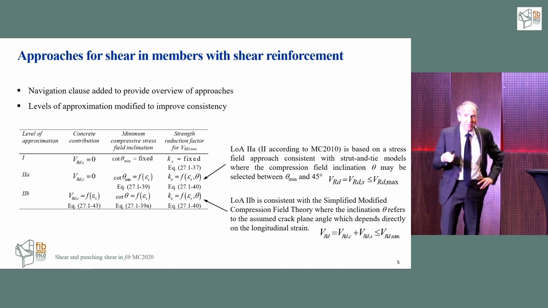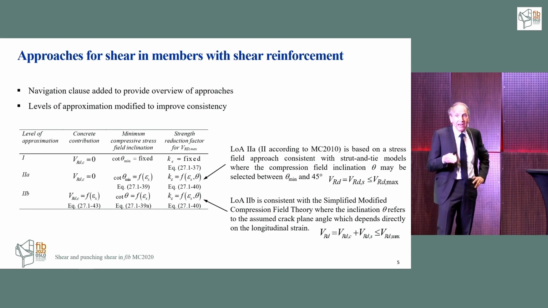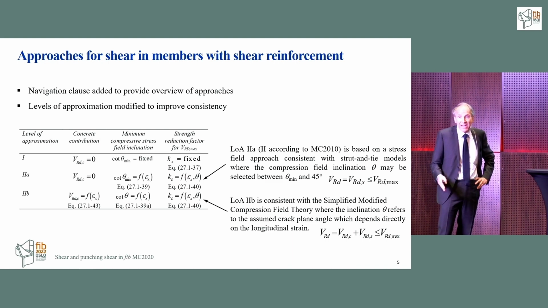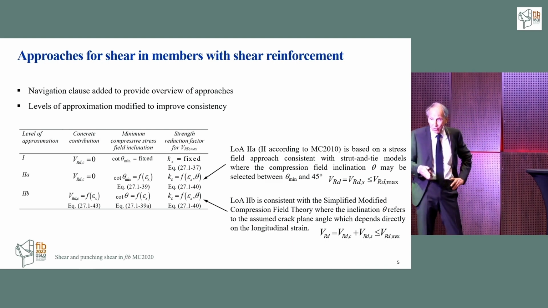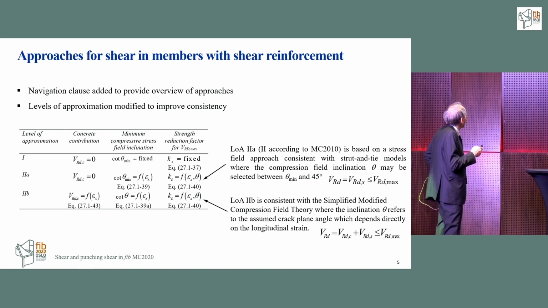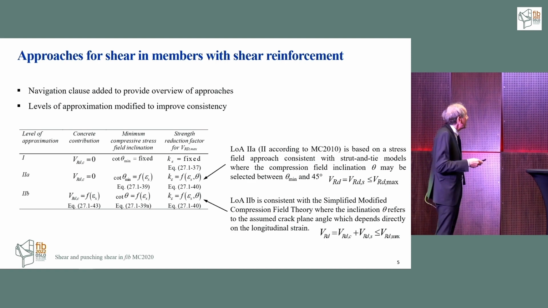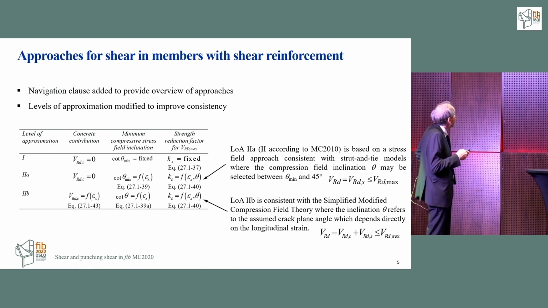this was a source of misunderstanding because in some cases, level of approximation 3 was less accurate than level of approximation 2. And the fact is that level of approximation 2A is very useful in some cases, and level of approximation 2B is better in other cases. And so the designer can choose between 2A and 2B.